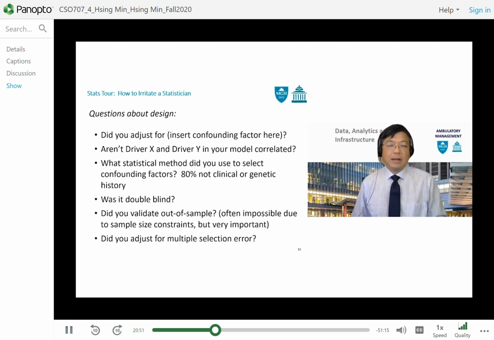Technical note. What statistical method did you use to select confounding factors? That's going back to the first. I think I mentioned determinant analysis, decision trees, and so forth, right?